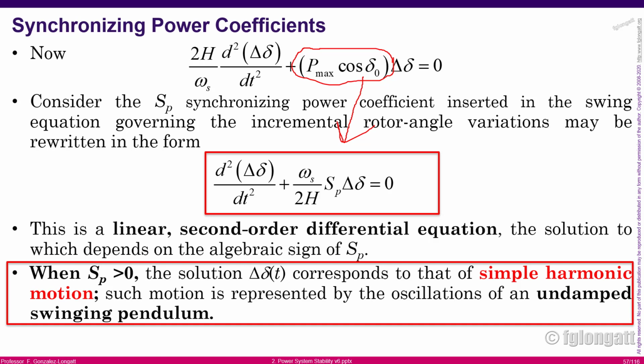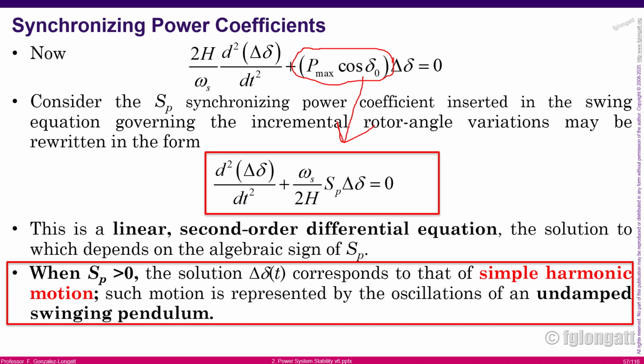What is the important part? The important part is that small angle deviations create small changes on the electrical power. That small change in electrical power is translated into accelerating power. The thing is that the accelerating power depends on the size of this small disturbance, and that is related by using the synchronizing coefficient.